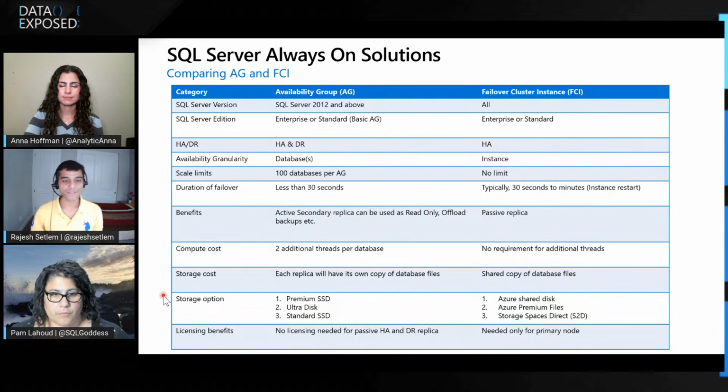Whatever Azure Disk offers, we support it. So I've listed premium disk, ultra disk, and standard SSD. Standard is not ideally recommended for production workloads because of its performance limitations. And for FCI, I'll have another slide which talks about all the storage options, but at the end of the day, you have options around shared disk, premium files, and Storage Spaces Direct. In terms of licensing benefit, if you have an SA benefit, you get a passive HA and a passive DR replica.